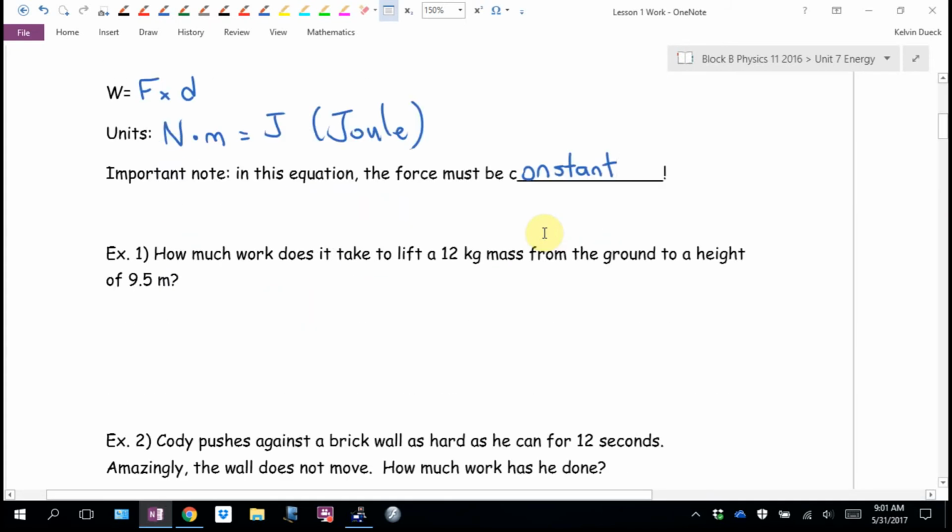Question number one. How much work does it take to lift a 12-kilogram mass from the ground to a height of 9.5 meters? What does example one want me to find? How much what? It's in front of you in your notes too. Example one, how much what? Yeah, there you go. So here's our new equation. Ready? Write this down. Work equals force times distance.